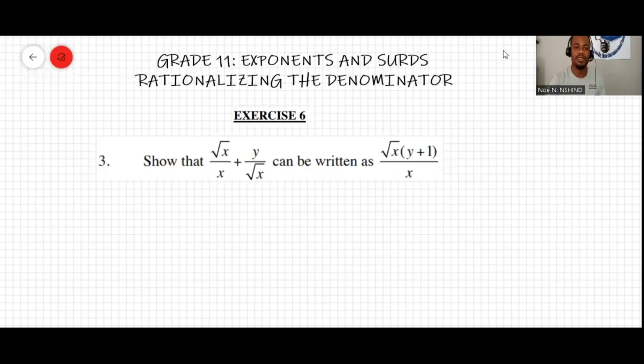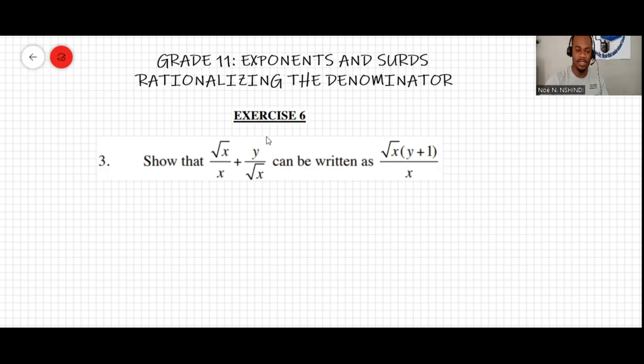Well, now we can do question 3. The question says, show that square root of x over x plus y over square root of x can be written as square root of x open bracket y plus 1 over x. Now, first, we can see the solution. The first thing is to rationalize this fraction.